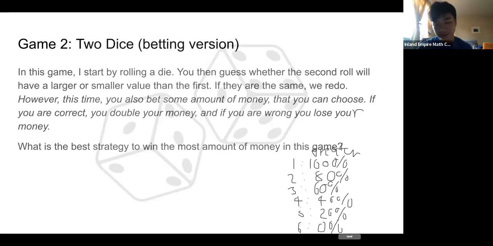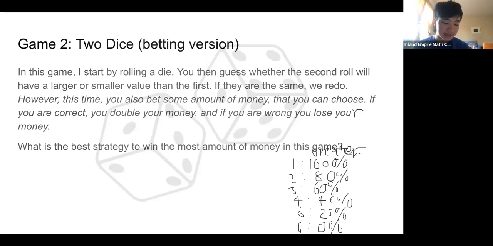Then which one here? 1, 2, 3. How much do you think you should bet, or which one do you think you should bet the most money on, given your confidence? Since if it's a one, you're a lot more confident that it's going to be greater than if it's six. You're very confident that it's actually not going to be greater because it's a 0% chance of it being greater.